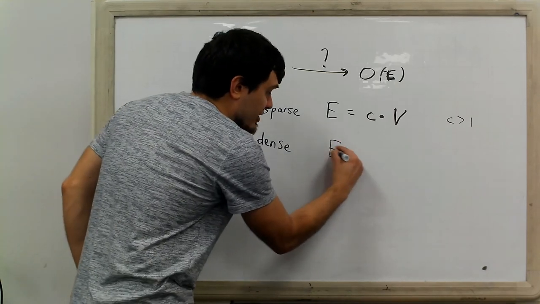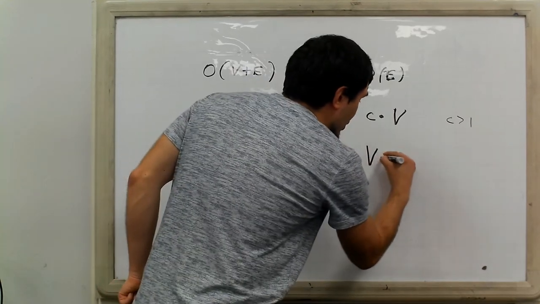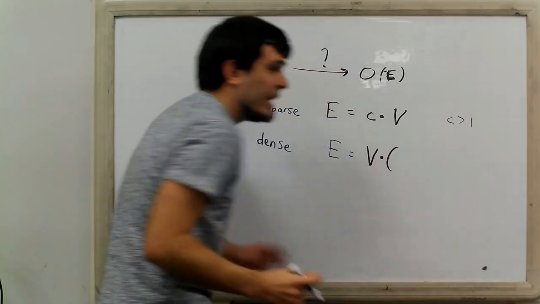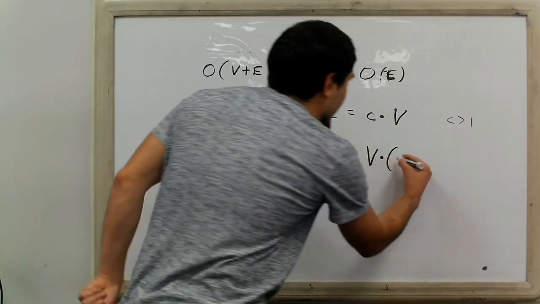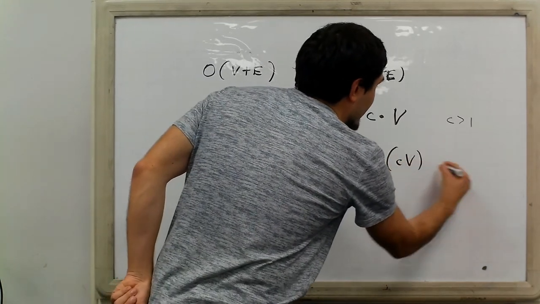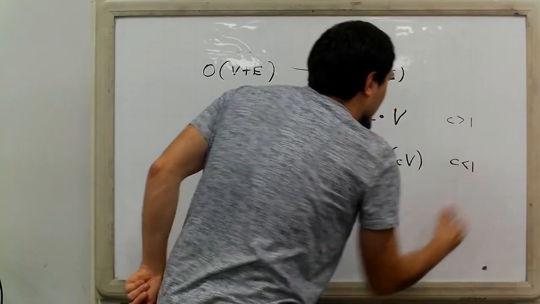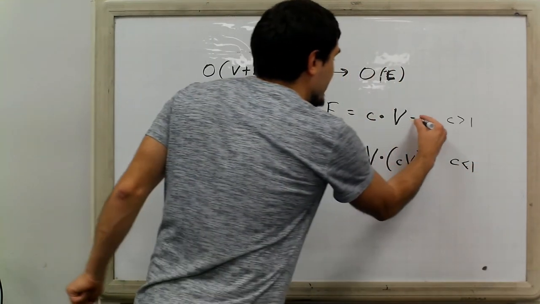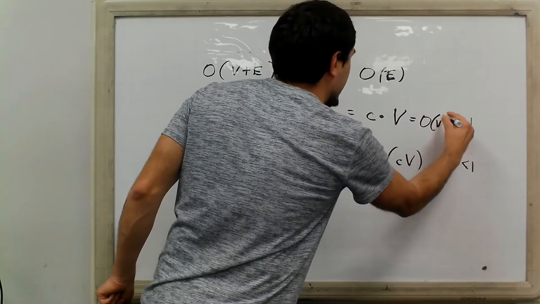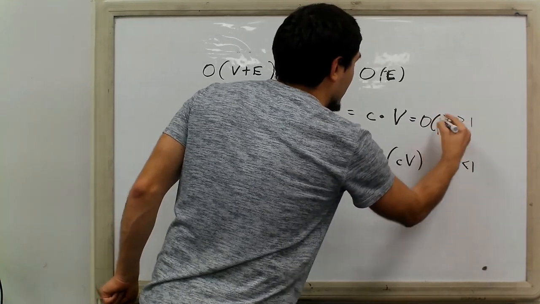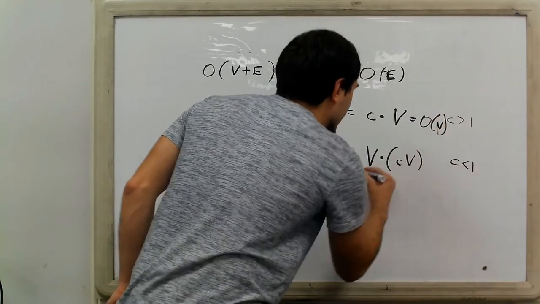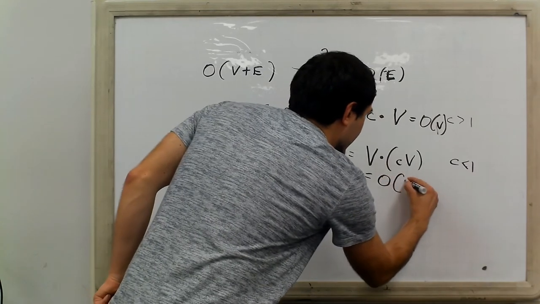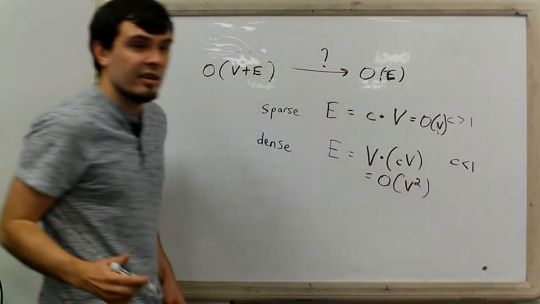we generally expect the number of edges, we expect every vertex will be connected to most other vertices, so essentially some constant less than 1 times V. So in a sparse graph, E is basically the same as order V, and in this one, E is order V squared, essentially.